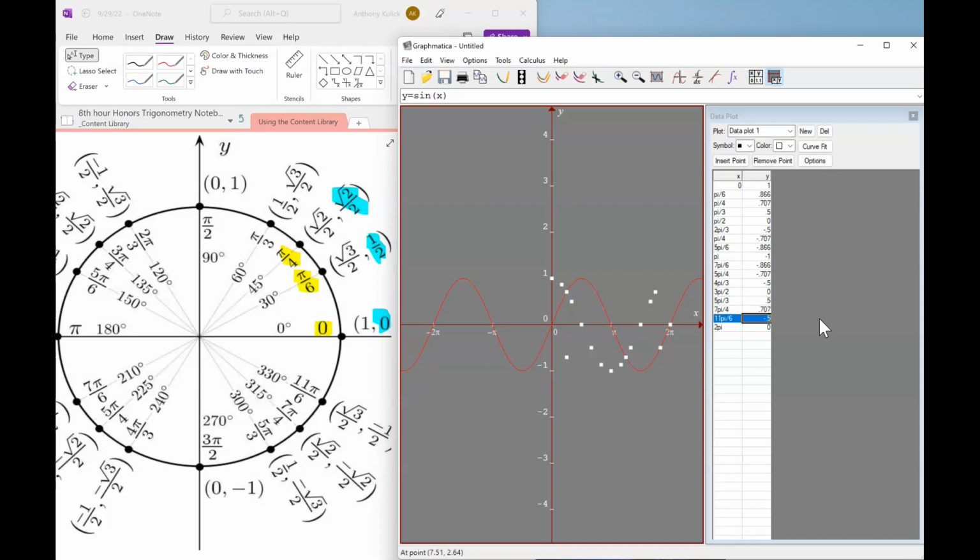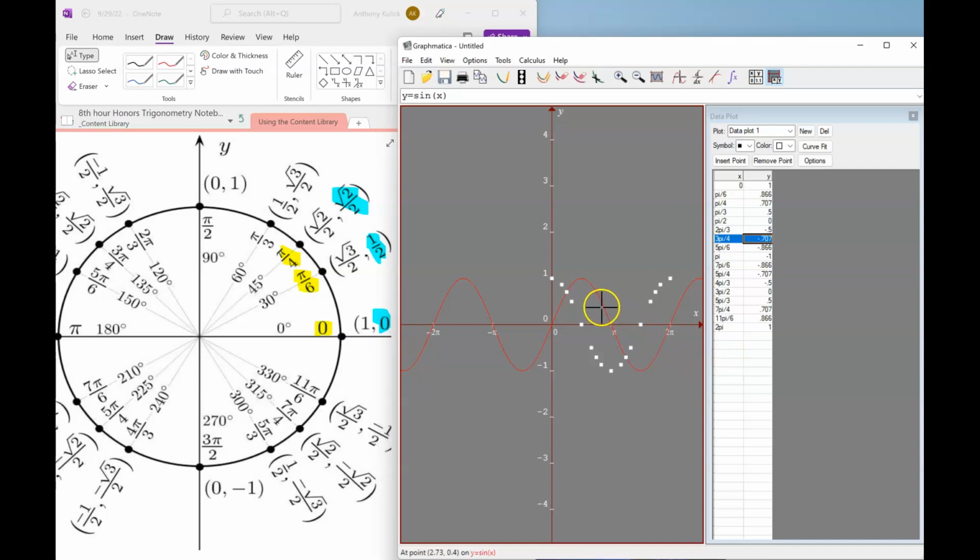Now I got it. Here we go. Okay. What is this point here in the wrong spot? What is that? Oh. What is, oh, that's why. This is supposed to be 3 pi over 4. There we go. It's like, what is going on? There we go. All right, sorry.